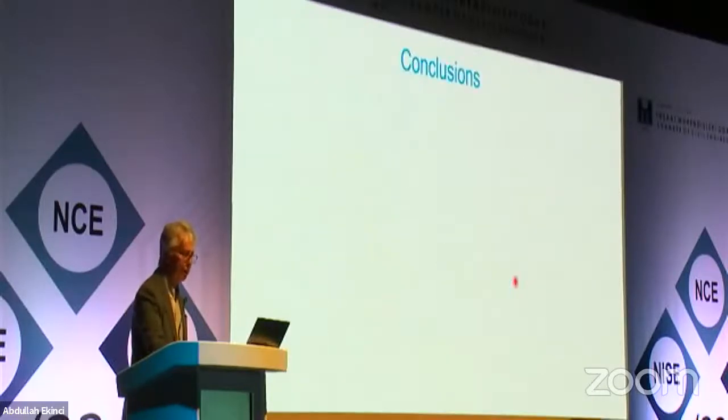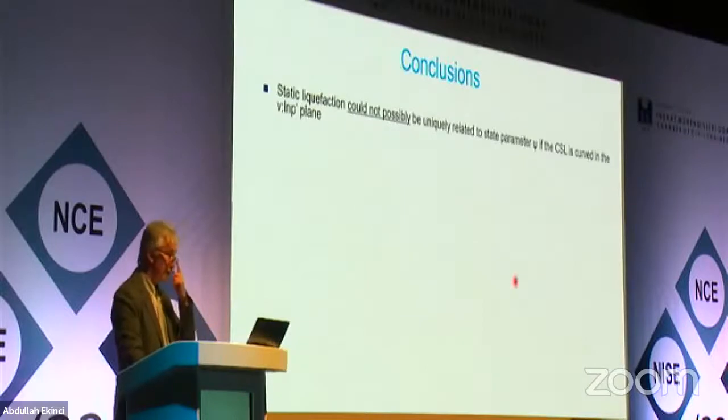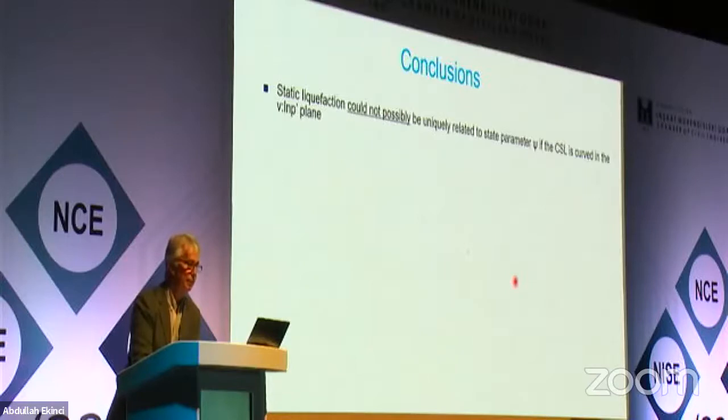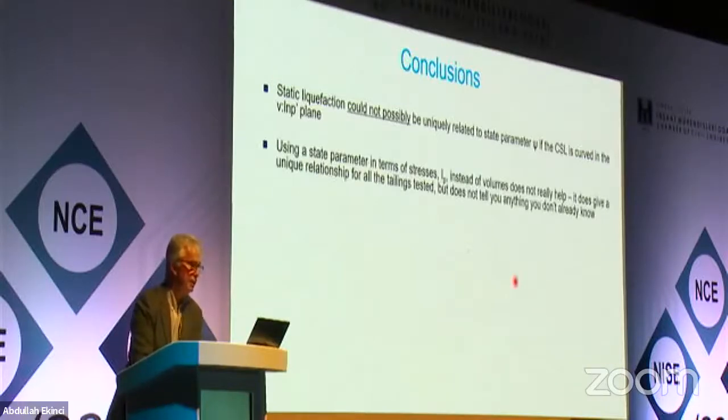So in conclusion to all that, static liquefaction can't possibly be uniquely related to state parameter psi, the critical state parameter curve, and it all must be. Using a state parameter in terms of stresses like IP, or like RS, instead of volumes, doesn't help. It does give you a unique relationship for all the tailings we tested, but it doesn't tell you anything you don't know. It's simply telling you that things that are liquefying are liquefying. Well, yeah, very helpful.